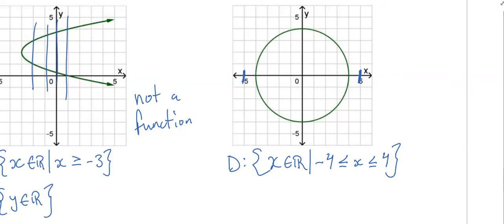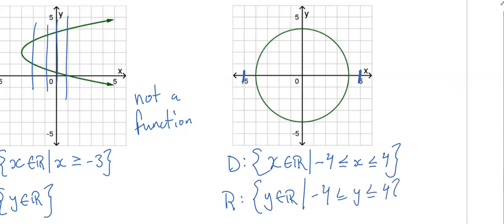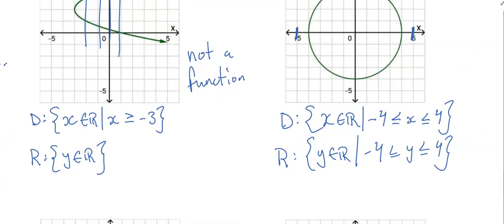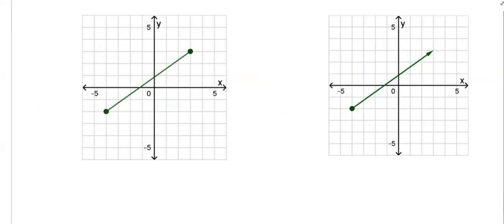And what about the range? Zach? Would it be the same thing? It's going to be the same thing, but with y, exactly. It goes from negative 4 to 4. Okay? Any questions on that? We got a few more to do here, and then we'll go back to the other page. The other ones are easy.